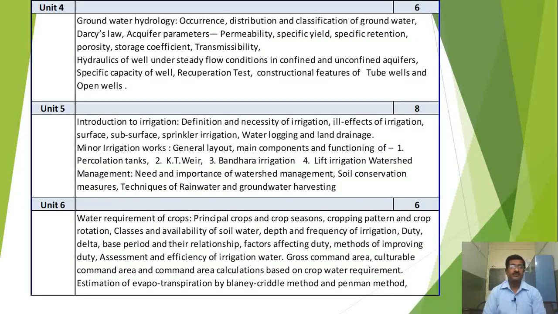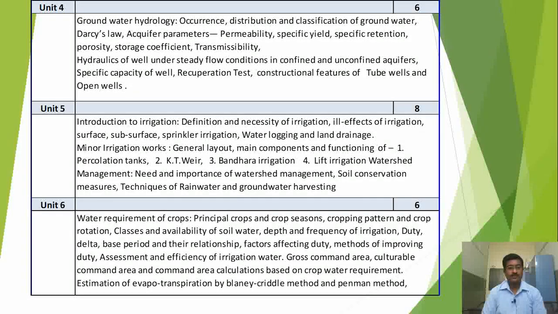Then unit number 5, which has 8 lectures: introduction to irrigation, definition and necessity of irrigation, ill effects of irrigation, surface, subsurface, sprinkler irrigation, water logging and land drainage, minor irrigation works, general layout, main components and functioning, in that percolation tanks, KT weir, Bandhara irrigation, lift irrigation, watershed management, need and importance of watershed management, soil conservation measures, techniques of rainwater and groundwater harvesting.